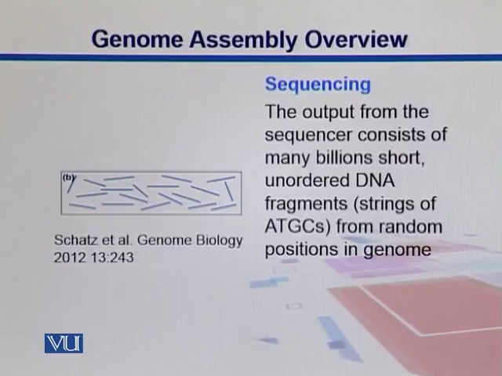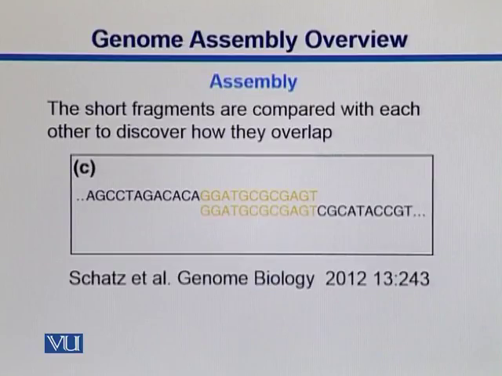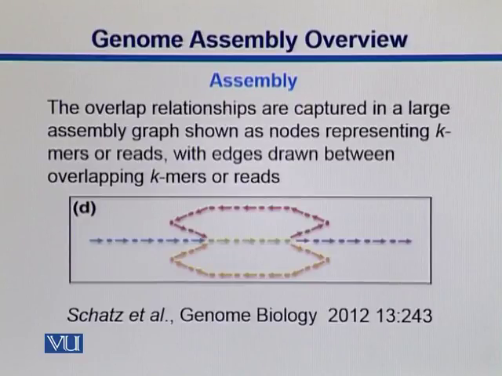What do we do with them? We can put them together, we can align those reads, and here we see that those fragments are aligned and their ends are overlapping. In this way we can have overlaps between these reads, and we can put them together based upon these overlaps and assemble those contigs. So the overlap relations are captured in a large assembly graph.